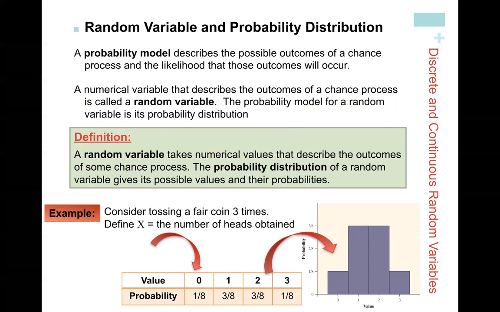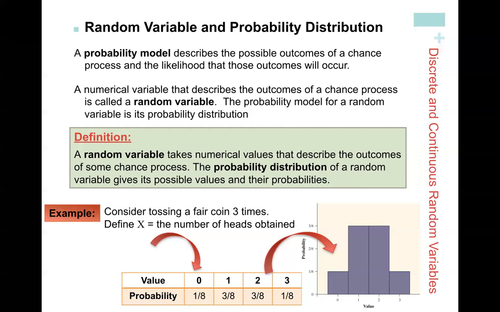So what are the different things that can happen if you toss a coin 3 times? If we're looking for heads, we're going to define capital X as the number of heads obtained. When you toss the coin 3 times, you can get 0 heads, or you can get 1 or 2 or 3. And what are the associated probabilities? Well, you have to think about all the different outcomes. To get a value of 0, x equals 0, that would mean that you got tail, tail, tail.